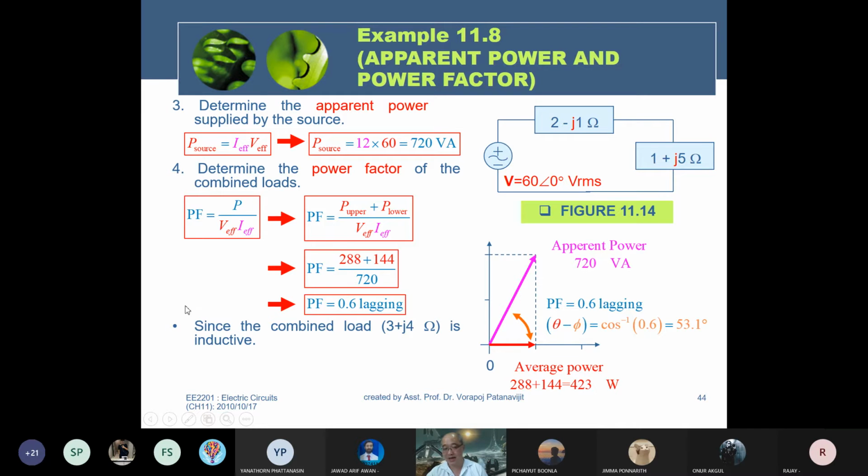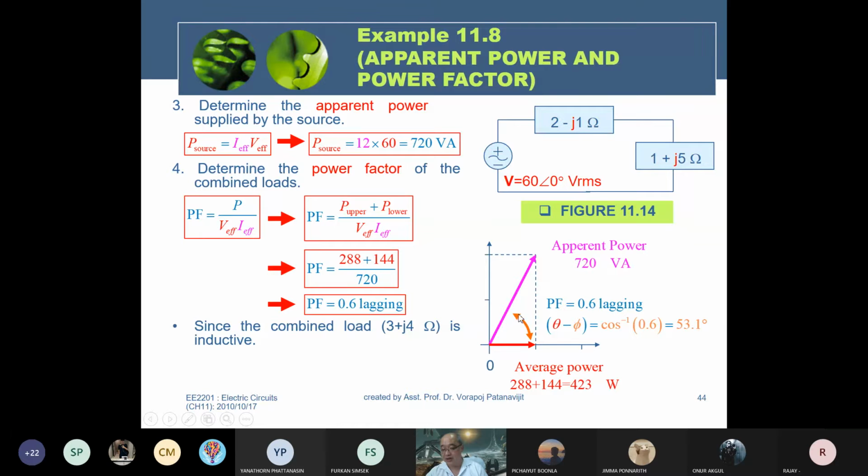It's not good. From this idea, you can see that the apparent power is all the power that you absorb from the source, and the electricity authority must provide this power to you. But with your poor power factor, you use only 423 watts. It's not fair, but you must pay for all of it. You must pay for the apparent power.